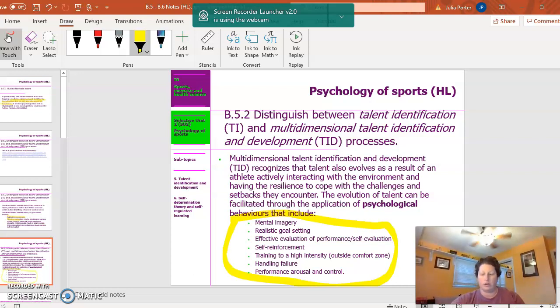Some of these are what we went through in B4, which were goal setting, mental imagery, self-reinforcement, how you handle stress. All of those are what we call our psychological skill training sets. So when we look at multidimensional talent identification process, we look at how can they be resilient to cope with the challenges and the setbacks they encounter, along with interacting with their environment.